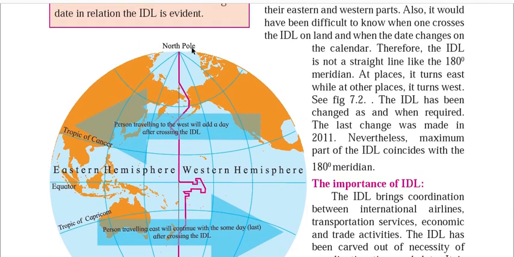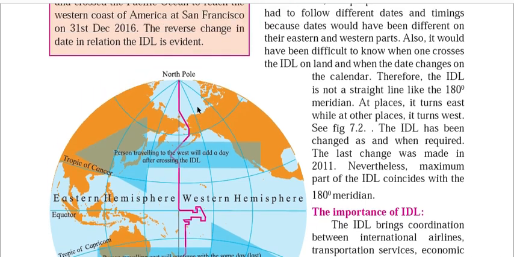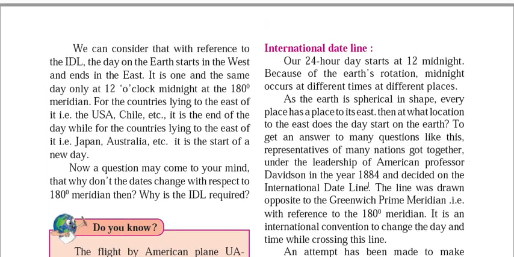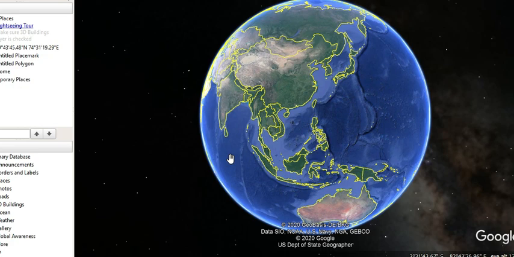Okay, and exactly opposite to this 180-degree meridian, there is the 0-degree prime meridian. So based on these two lines, that is the international dateline and the 0-degree prime meridian, we can calculate the time zone for each and every country in the world. So this is a very important topic. Today we have discussed the concept of the international dateline: what it is, who defined it, and why it is required.